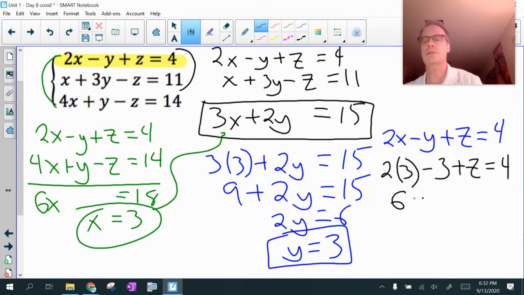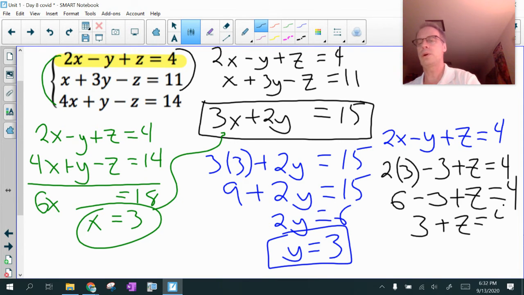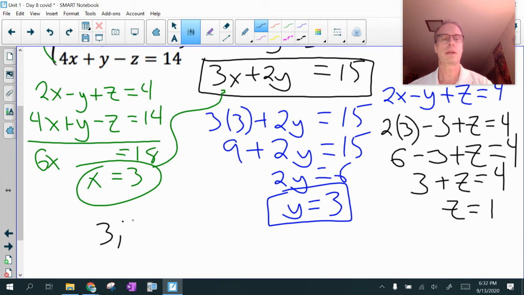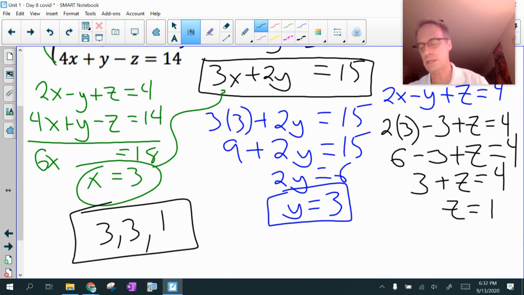Okay, 6 minus 3 plus z equals 4. All right, so 3 plus z equals 4, and z equals 1. Okay, well, that's not too bad. So 3, 3, 1, all set. Written as an ordered triple, and we're good to go.